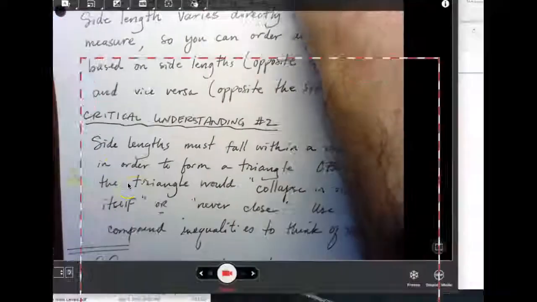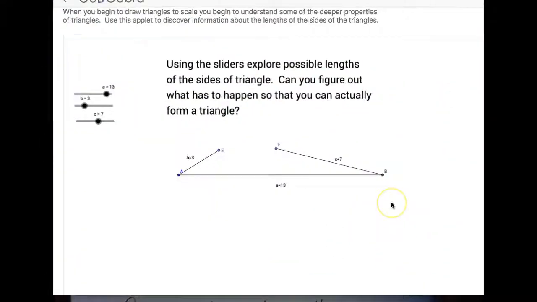So I want to just quickly look at this on GeoGebra. Using the sliders, these are sliders right here, explore possible lengths of the sides of a triangle. Can you figure out what has to happen so that you can actually form a triangle? So we have this one side, side AB, which has a length of 13. Side AE has length 3, and side BF has length 7.